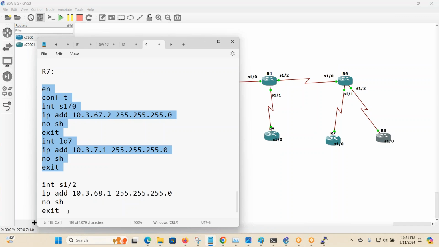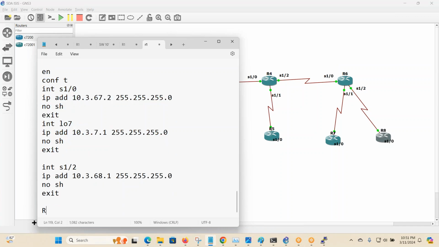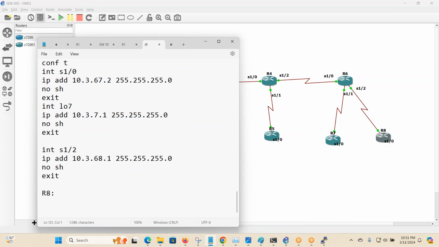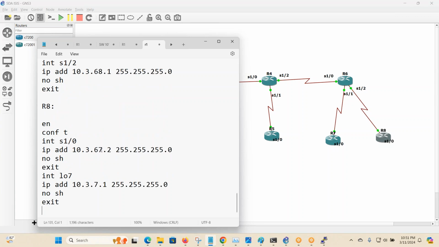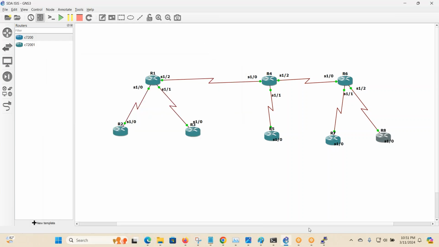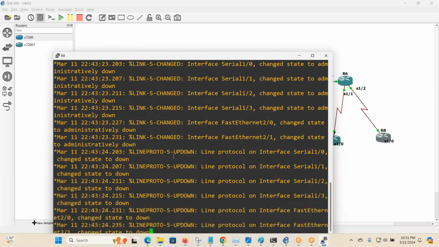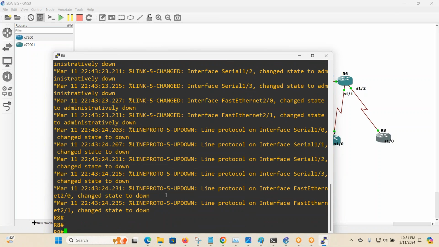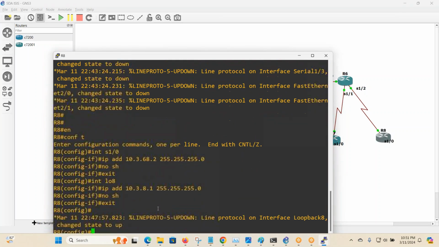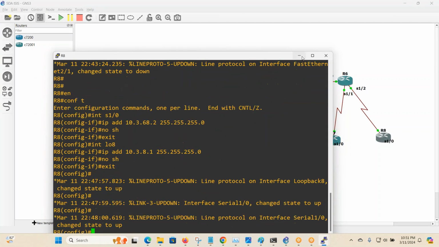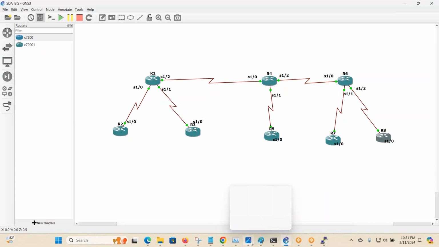So now we will paste it for R8. So this one is 10.3.68.2, loopback 8.1. So we paste it on R8. So basic configuration is completed.